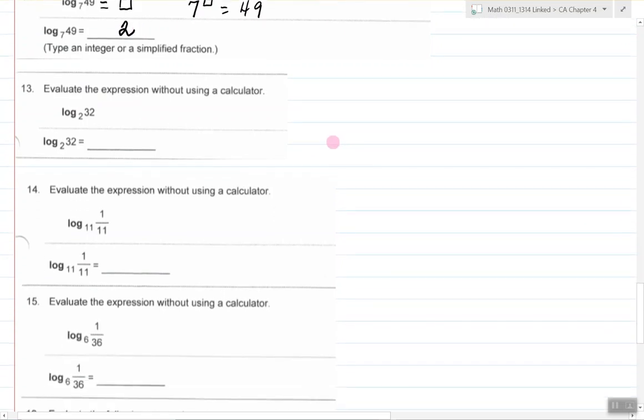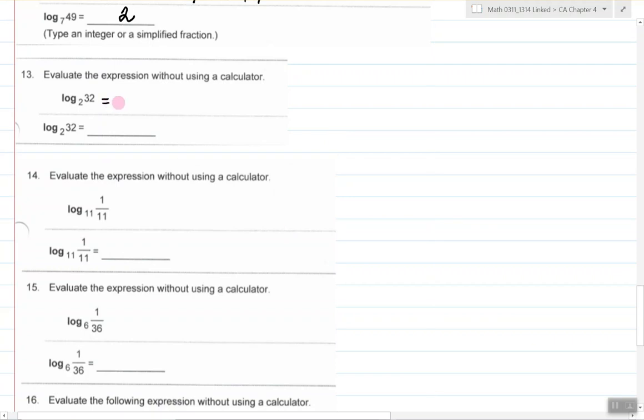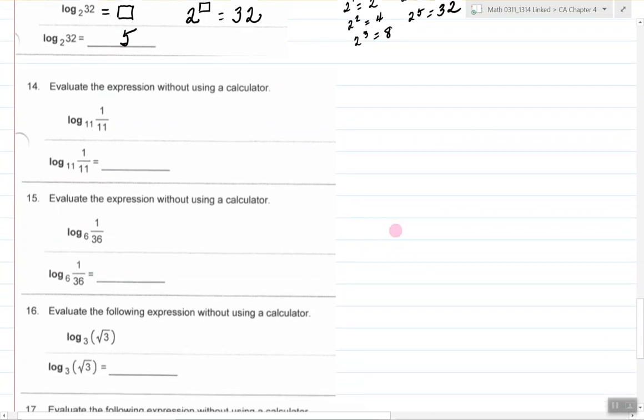All right, let's look at number 13. Let's say this is equal to something unknown. Write it in exponential form. Base 2 raised to the unknown power is equal to 32. Now you might have to play with it a little bit. 2 to the first is 2. 2 to the second is 4. 2 to the third is 8. 2 to the fourth is 16. 2 to the fifth is 32. There it is. It is 5. Next one.